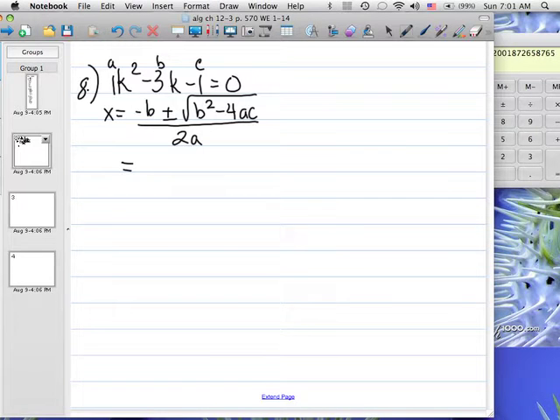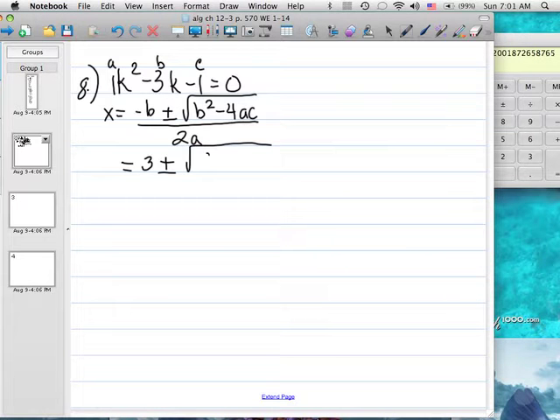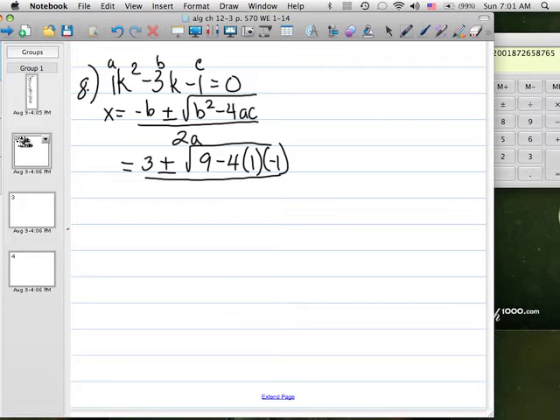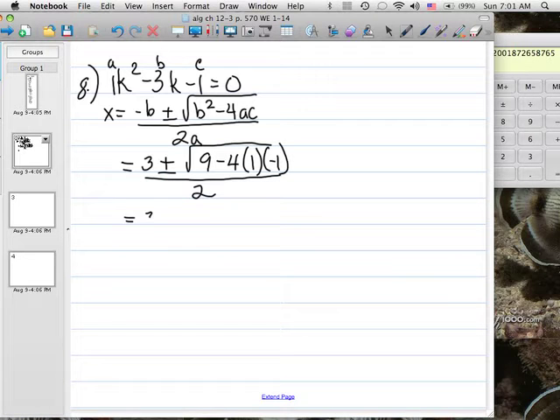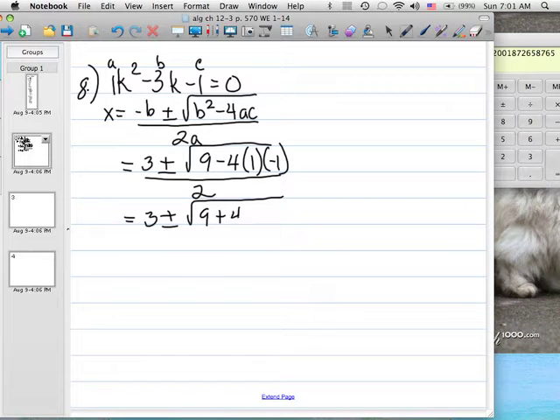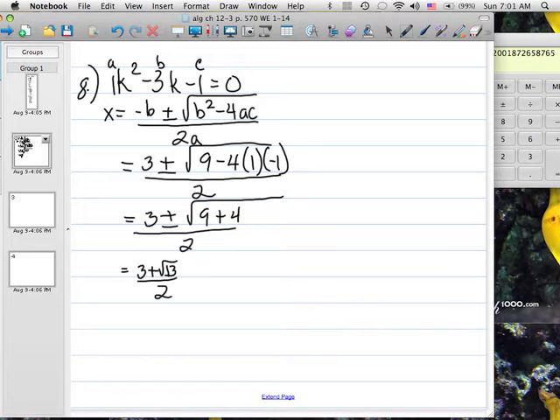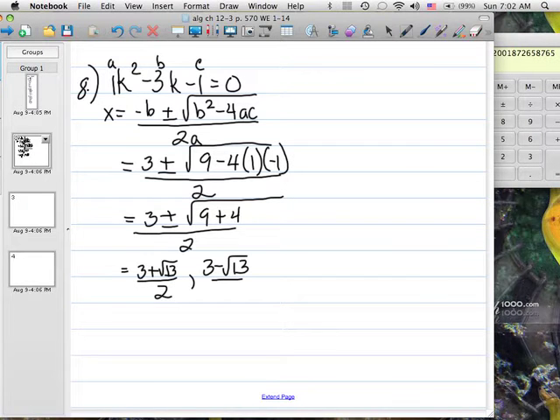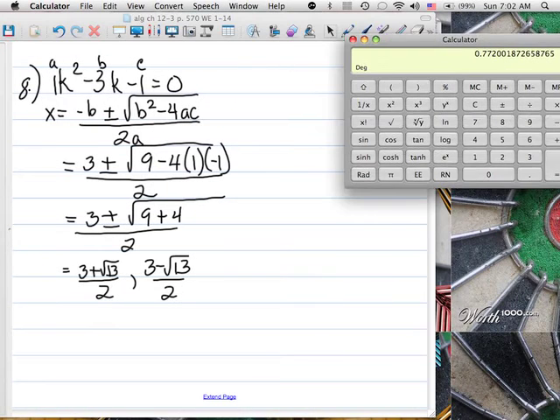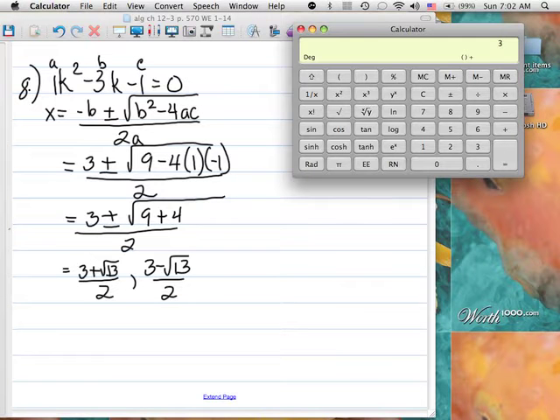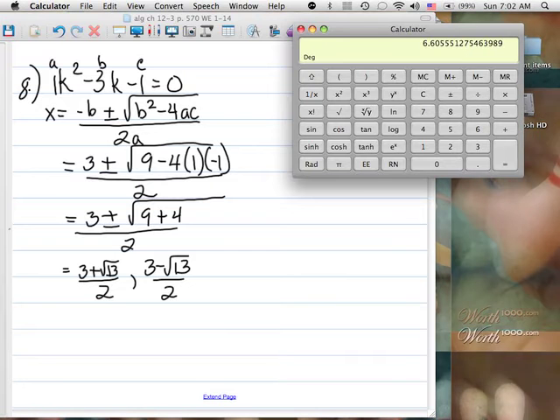So the opposite of b is negative 3, the opposite of that is 3, plus or minus the square root. Negative 3 squared is 9, minus 4 times a is 1, times c is negative 1, over 2 times a, 2 times 1 is 2. So we get 3 plus or minus the square root of 9 plus negative times negative plus 4 over 2. So that's going to be 3 plus the square root of 13 over 2, and 3 minus the square root of 13 over 2. And then we have to approximate to the nearest tenth since they did not come out whole numbers. So parentheses, clear, parentheses 3 plus the square root of 13, parentheses divided by 2.